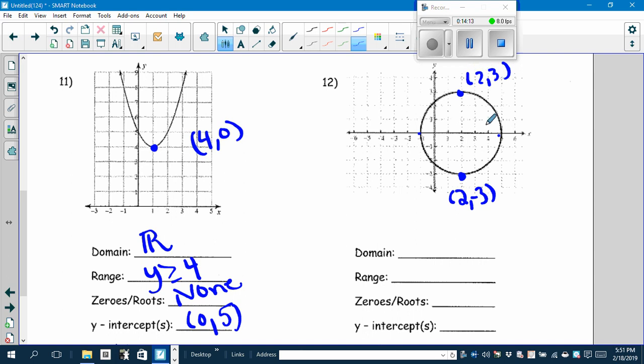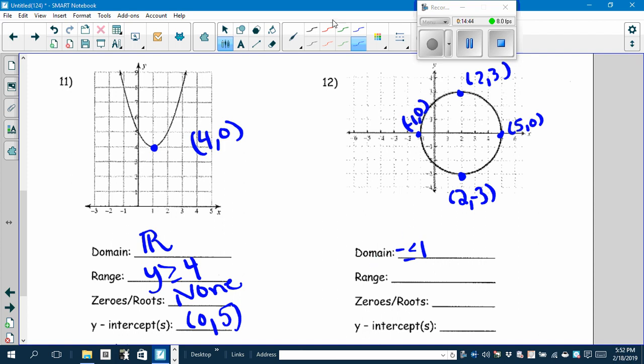Then this one has a maximum x value at (5, 0). And then we have another one at (-1, 0). So our domain goes from this x value to this x value. The way I would say it is it's greater than or equal to -1.